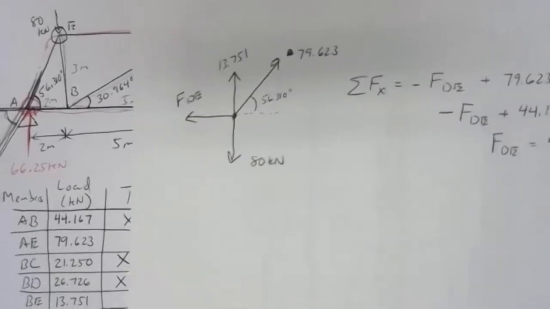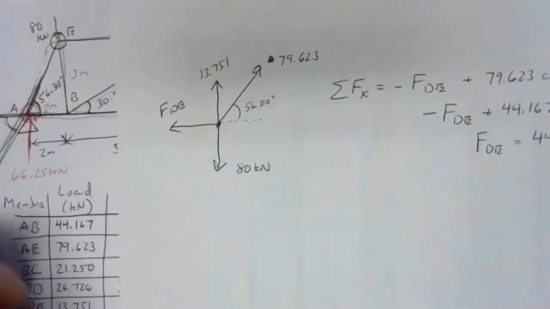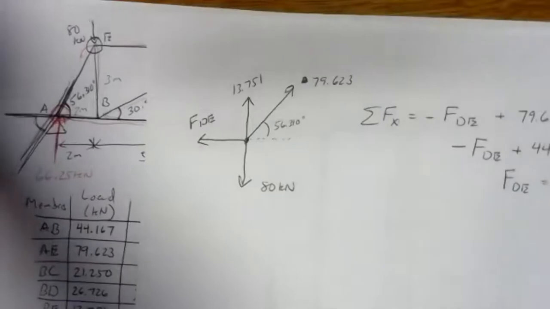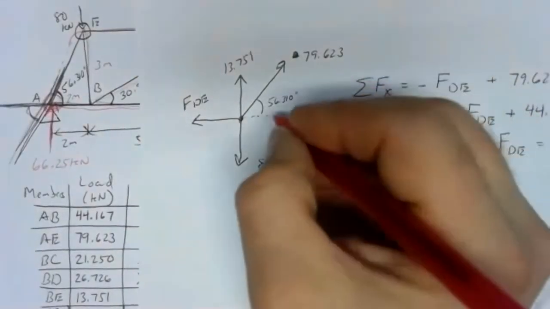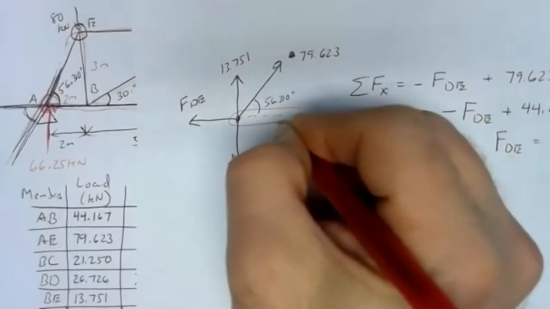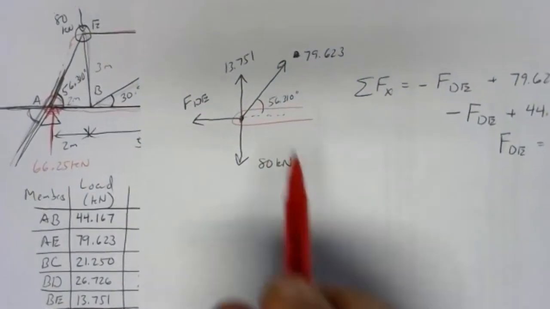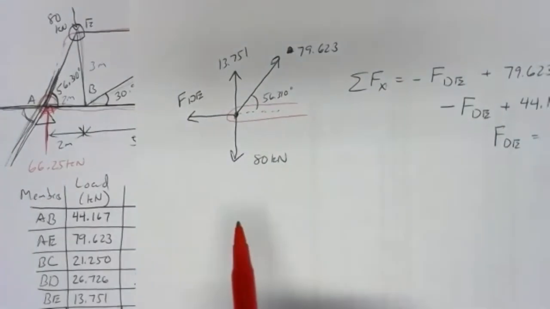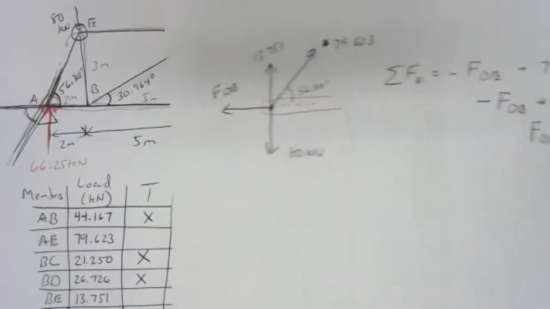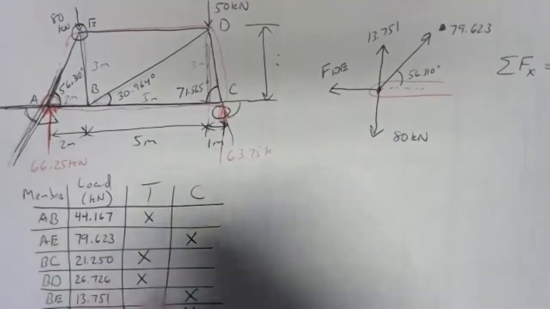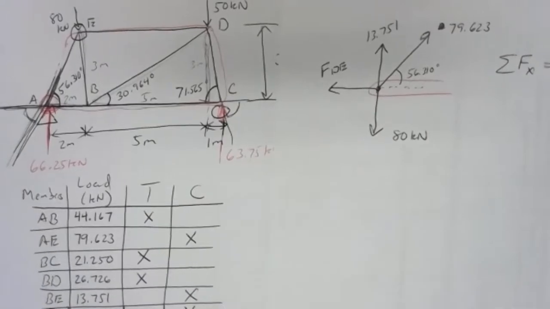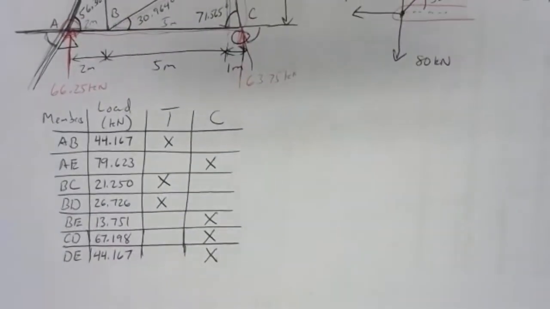And to interpret tension or compression, member DE is to the right of joint E. So member DE is over here. That means that member DE is pushing joint E away, and only members in compression can do that. So we can check the compression box there. So there we go. We've got our table filled up. We've got our states of tension and compression.